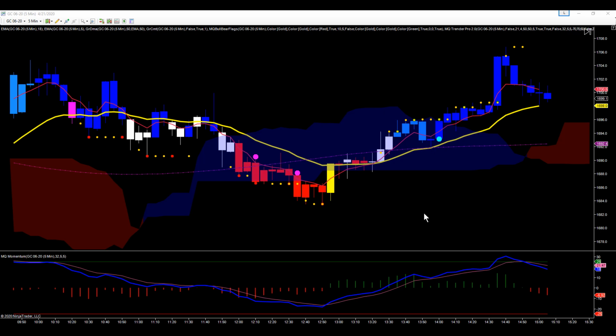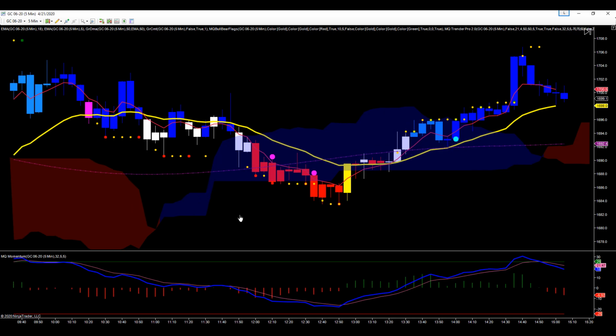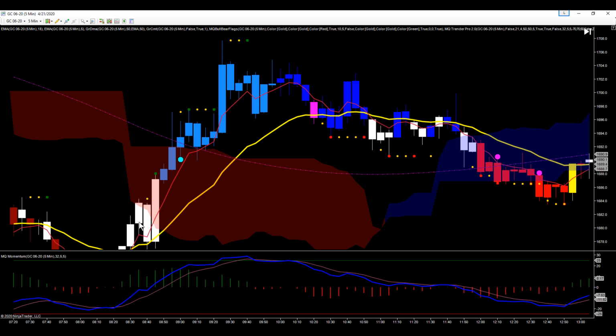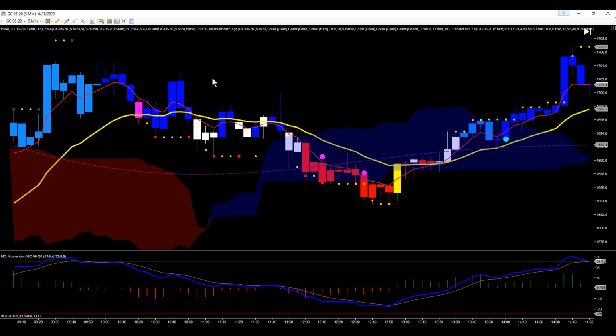Let's take a look at how we were trading gold today. Gold, about mid-morning, had reversed. In fact, gold started out the day with a really bullish push to the upside. And then about mid-morning, it reversed, and we started making lower highs, lower lows, and we were in a downtrend.